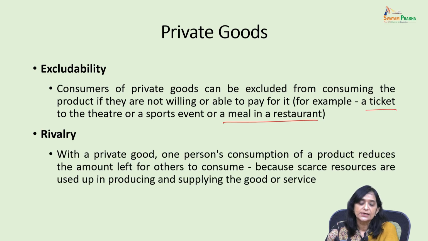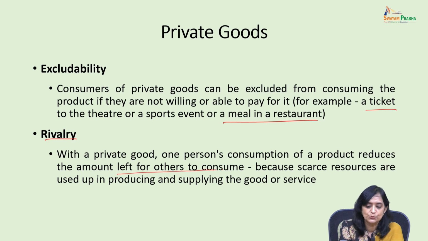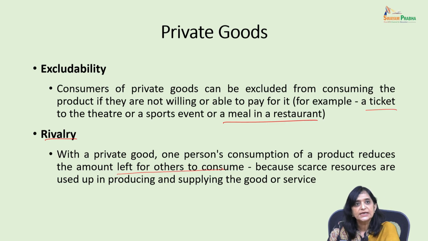The second characteristic is rivalry. We have just seen that in the case of public goods, there is non-rivalry in consumption, whereas in private goods, there is rivalry. Rivalry, I'm sure you would have understood by now, means that if one person is consuming that product or good or a service, it reduces the amount left for others to consume, because scarce resources are used up in producing and supplying these goods and services.